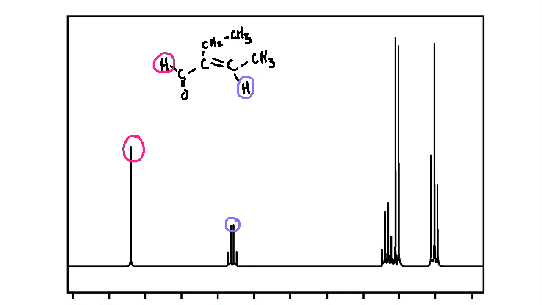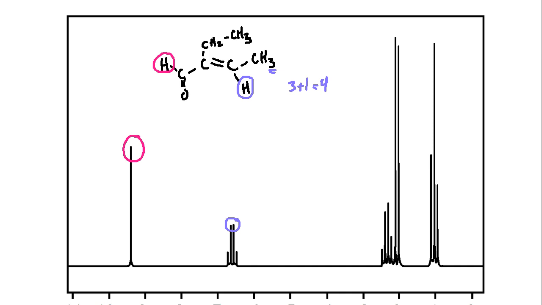But let's just confirm the splitting here. This proton is next to a carbon that is next to a CH3, and it's next to a carbon that is just another carbon. So we said 3 neighboring protons, right? 3 plus 1 is going to be 4. So that is good to go.